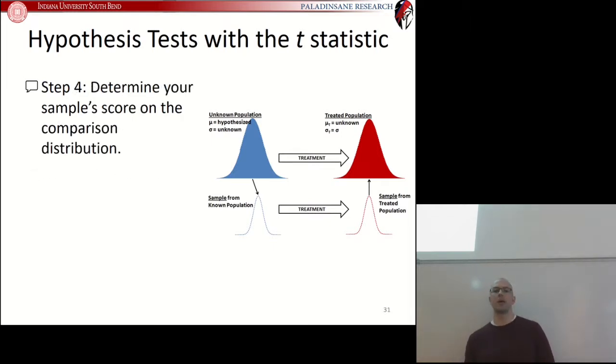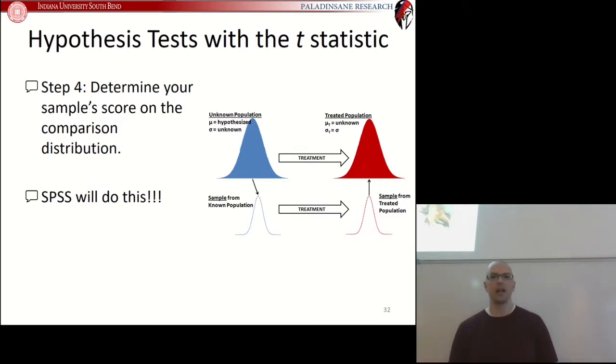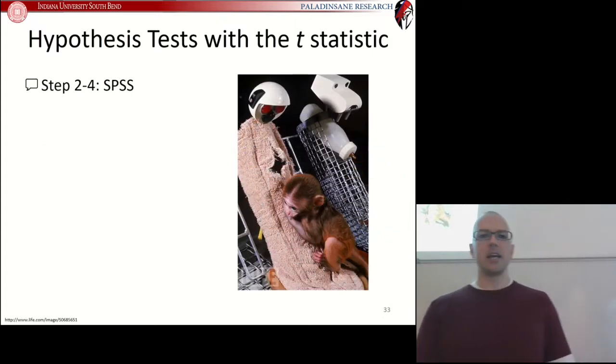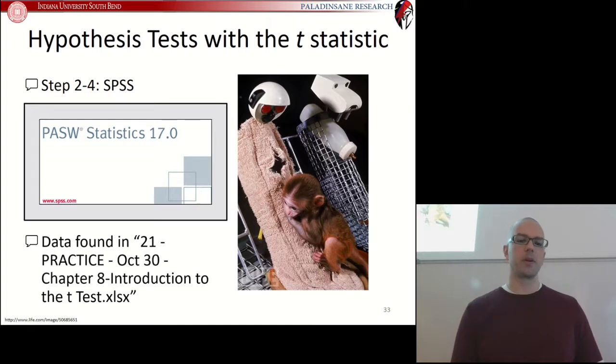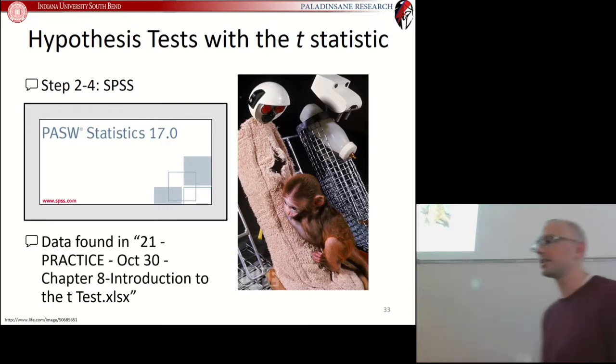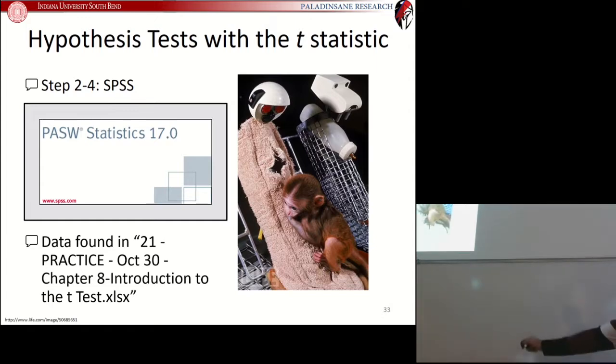Step 4, determine your sample score on the comparison distribution. So where is your sample on that comparison distribution? SPSS will do that as well. And then step 5, SPSS will not do for you. That is still up to us. So with that being said, for steps 2 to 4, we're going to get going on SPSS. The data for this can be found in file 21, practice, October 30th, chapter 8, introduction to the t-test XLS. So if you haven't already, open up Canvas, open up that Excel sheet. We will need that to move forward.